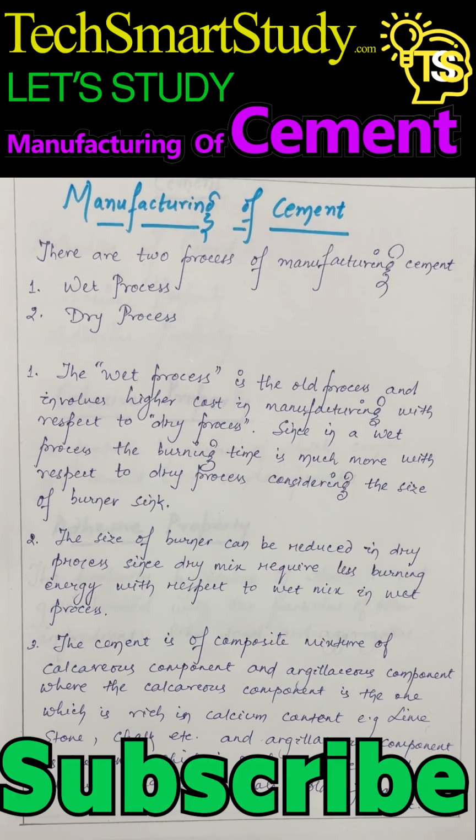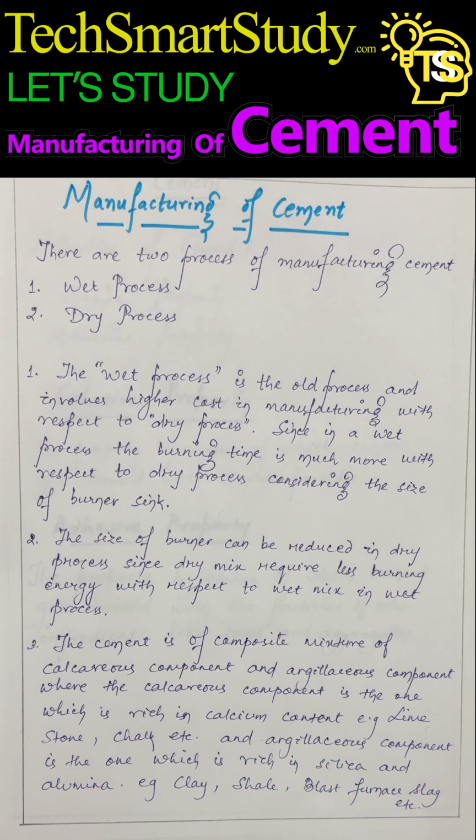It means that in wet process, as the water content is much more than that of dry process, the burning time required in wet process is much more than that of dry process. So that is why the burner sink is larger in wet process than that of dry process. So the cost involved in wet process is much more than that of dry process.